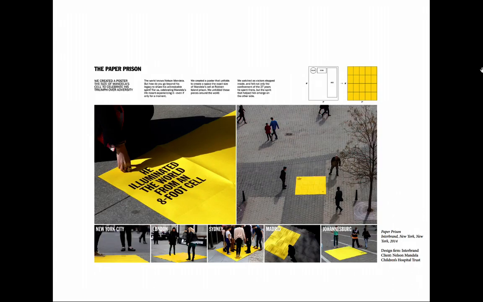Okay, here's another really cool example. This is called the paper prison. This was a series of posters created for the Nelson Mandela Children's Hospital Trust, and they're sized exactly at the size of Nelson Mandela's jail cell, okay? The concept is that you take this bright yellow poster, which is a relatively small poster size, and you put it in large public spaces. So you go out into a city park or something like that. I think they were envisioning urban spaces, okay?